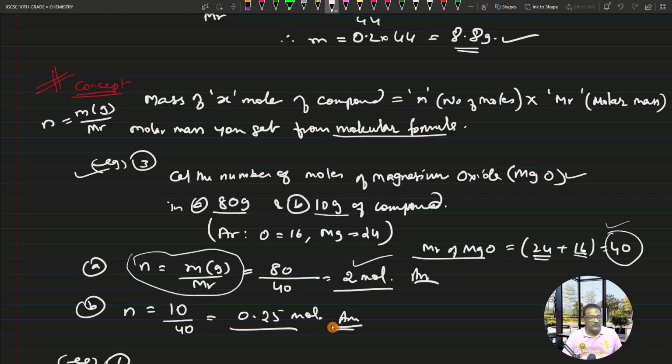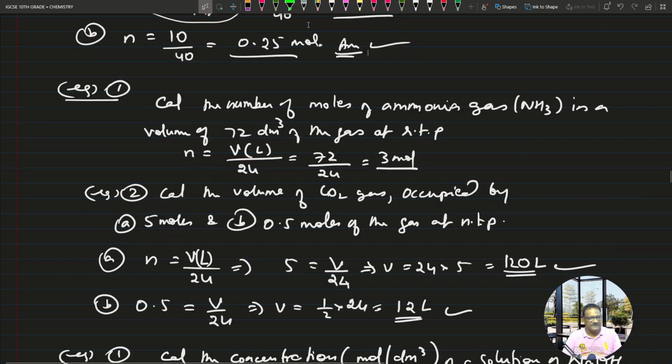So 0.25 mole is the answer for this B part. Okay. Next is calculate the number of moles of ammonia gas in a volume of 72 decimeter cube of gas at room temperature and pressure. RTP means room temperature and pressure.